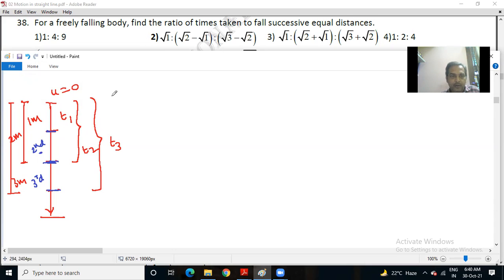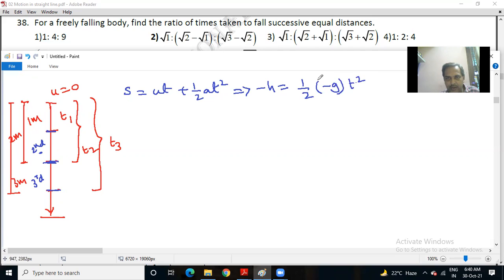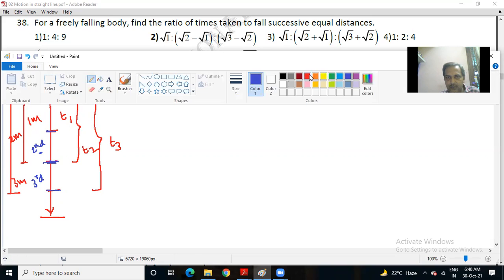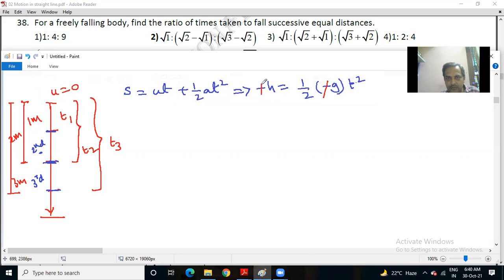Okay, so once again, let us take S is equal to ut plus half AT square. Since falling freely, you will get that minus h is equal to half u0, so this is minus g, this will be t square. So you'll have to cancel minus both sides. So you'll get h proportional to t square, you can say, or h is equal to half g t square.